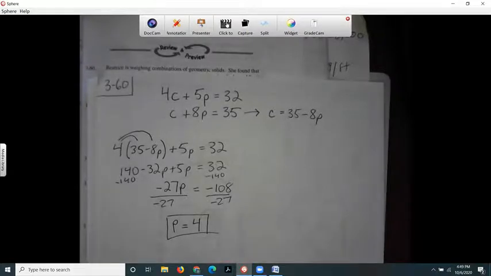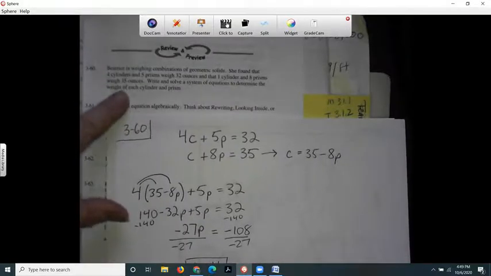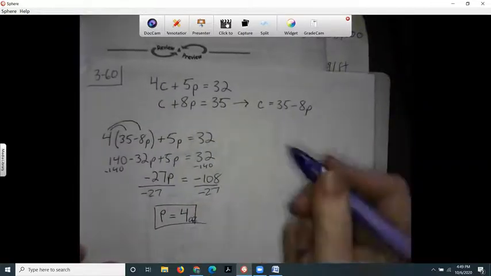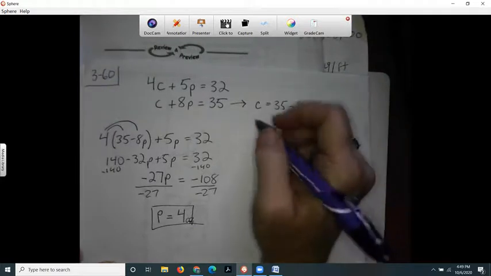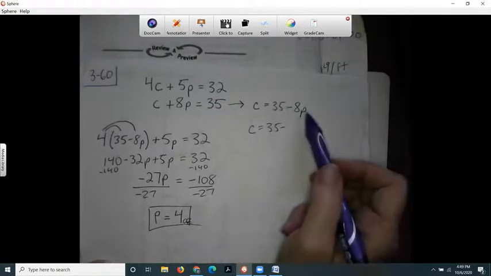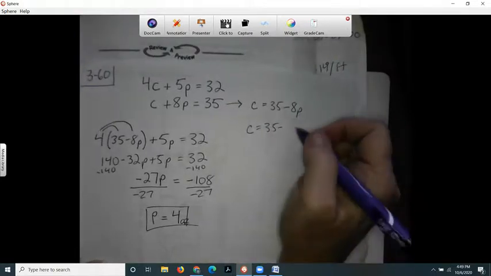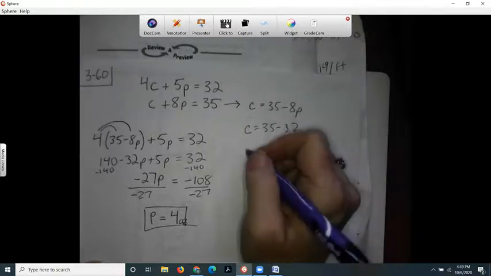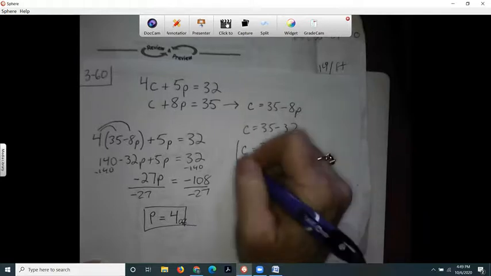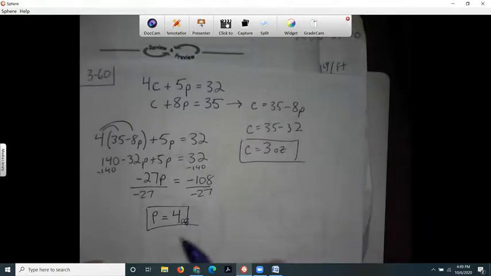And then I'm going to plug the P back in to find out, so the weight of the prisms is, I should write down ounces, right? Write and solve, so I'm going to write 4 ounces. And then the weight of the cylinders, I'll just plug it in. The cylinders equal 35 minus, well, 8 times 4 is 32. If I plug that 4 in right there. 35 minus 32 is 3. So the cylinders weigh 3 ounces and the prisms weigh 4 ounces.